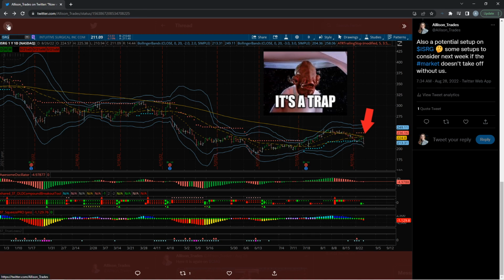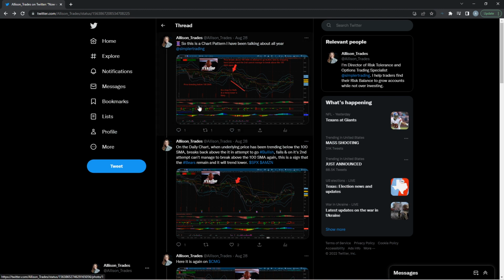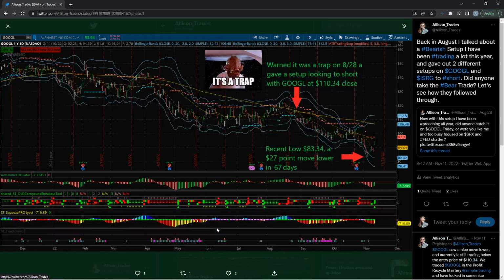So let's see how those ended up working out, right? Like I said, it was a chart pattern I've talked about all year. So we can see on Google, this is where I mentioned that entry. Notice the bearish trend that followed through. Even if you didn't hold through earnings, you had definitely moved lower from that entry point. If you did hold through earnings, we had a nice 27-point move lower. And even with the bounce up that we're currently experiencing, we're certainly still below that level at this point.